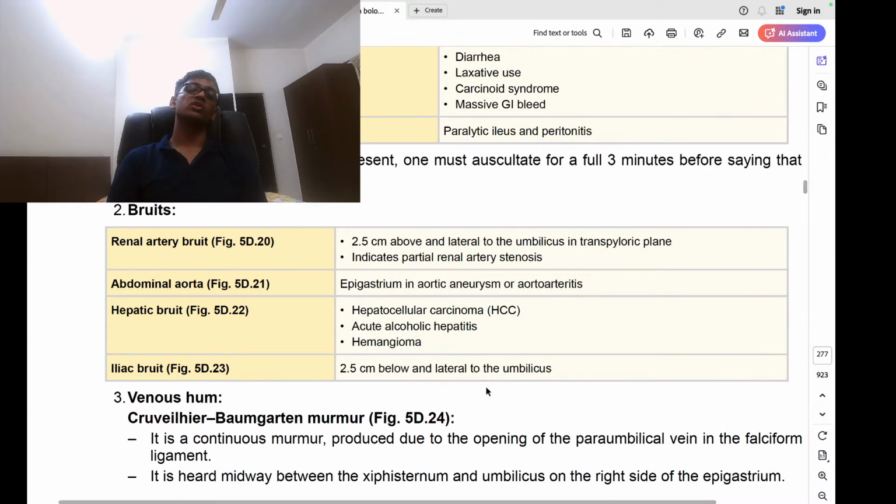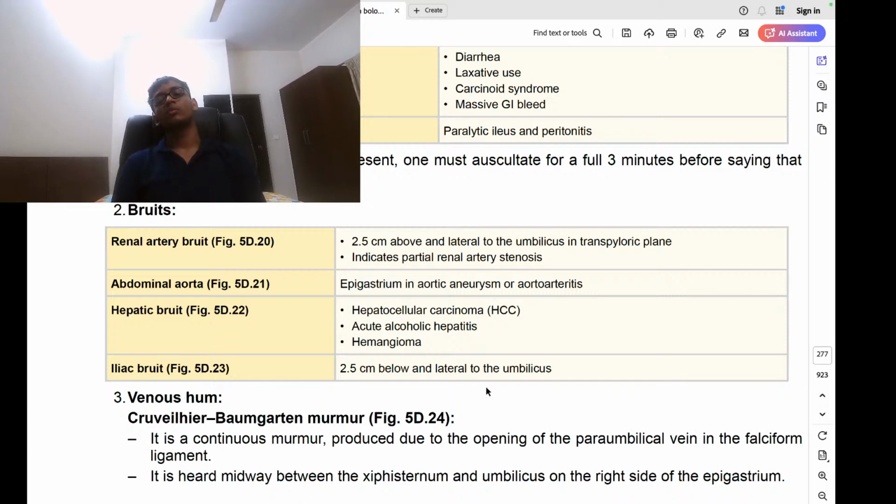When the bowel sounds are not present, one must auscultate for a full 3 minutes before saying that the bowel sounds are absent. Then you have bruits. The renal artery bruit is 2.5 cm above and lateral to the umbilicus in the transpyloric plane. It indicates partial renal artery stenosis. Then abdominal aorta, in the epigastrium, seen in aortic aneurysm or aortoarteritis. Hepatic bruit is heard in hepatocellular carcinoma, acute alcoholic hepatitis, and hemangioma, and the iliac bruit is 2.5 cm.